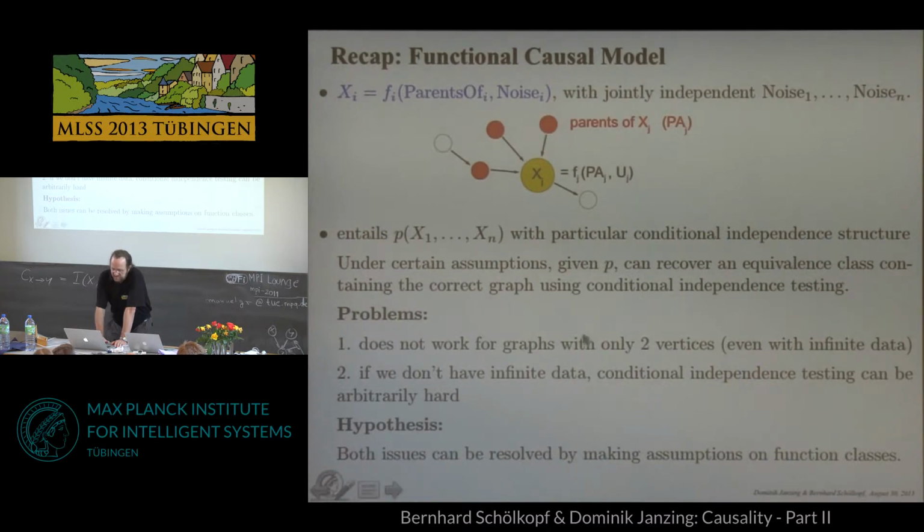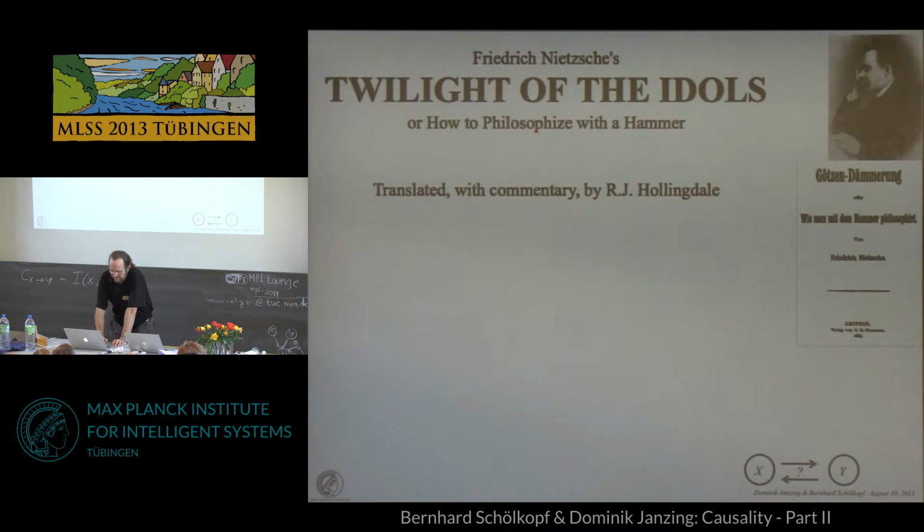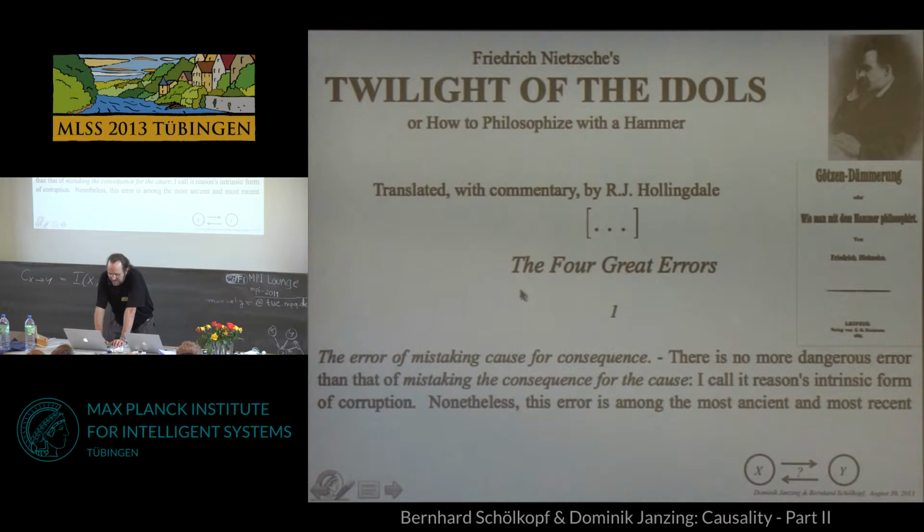Okay, so let's talk about this two variable case. So we have two observables. What can we do? And maybe first to motivate that this is an important problem. So this is another philosopher here, Nietzsche, who wrote this book here. I think within a week he must have been in some kind of writing frenzy, and in this book he writes about the 4 great errors of human reason or something like that, and he says the first of these 4 great errors is the error of mistaking cause for consequence. So he says there's no more dangerous error, and he calls it reason's intrinsic form of corruption. So let's look at this problem.